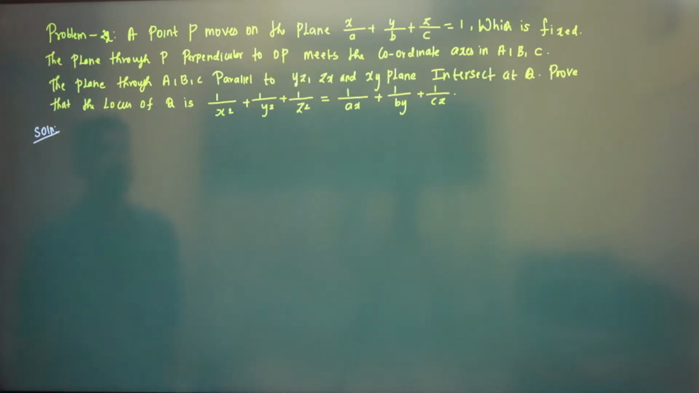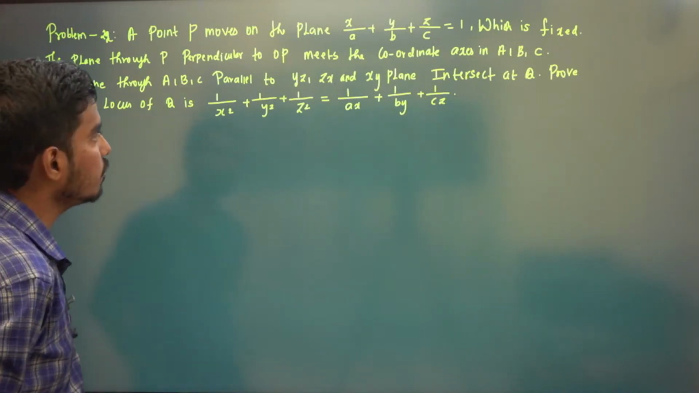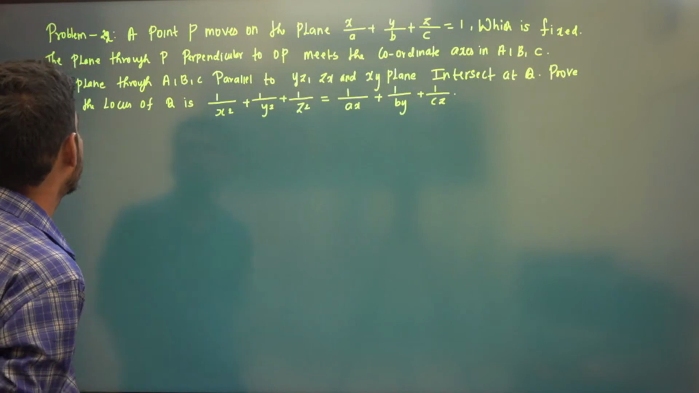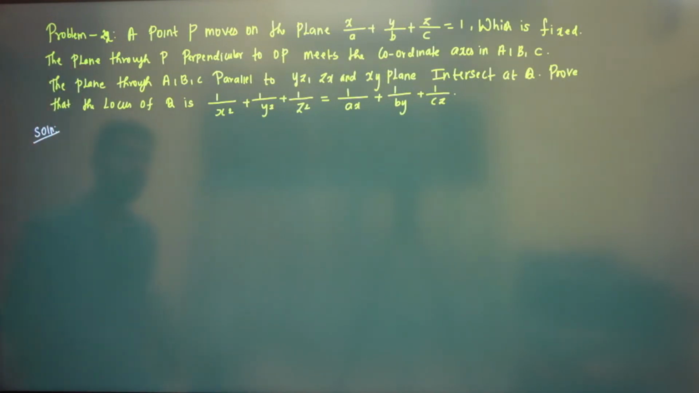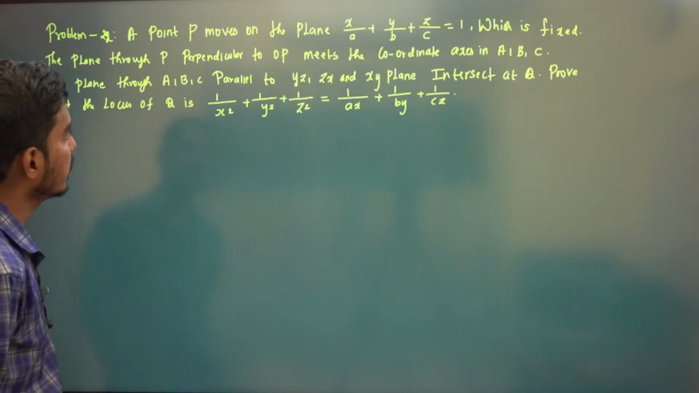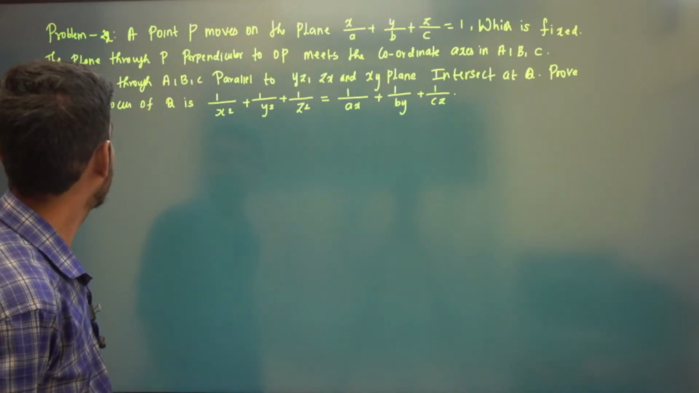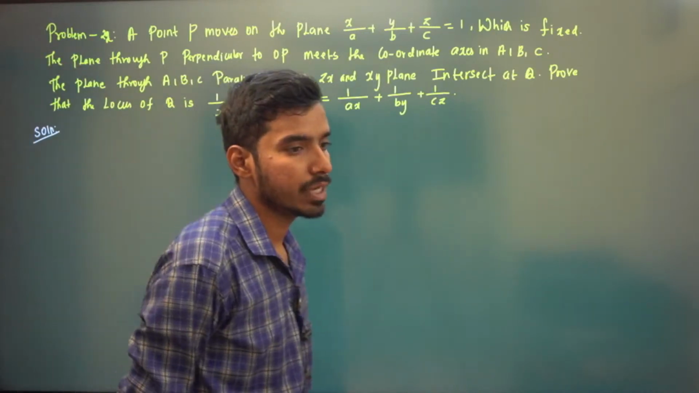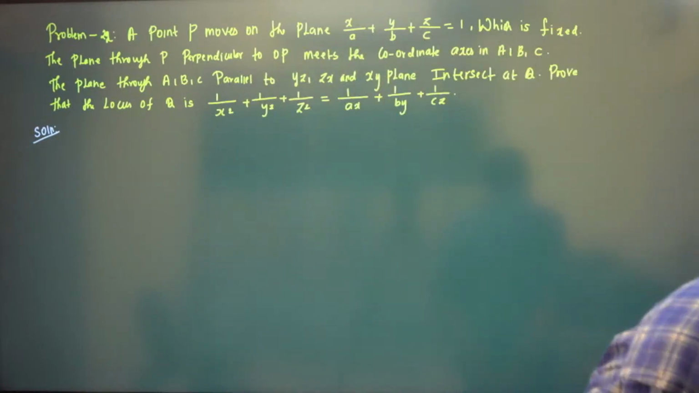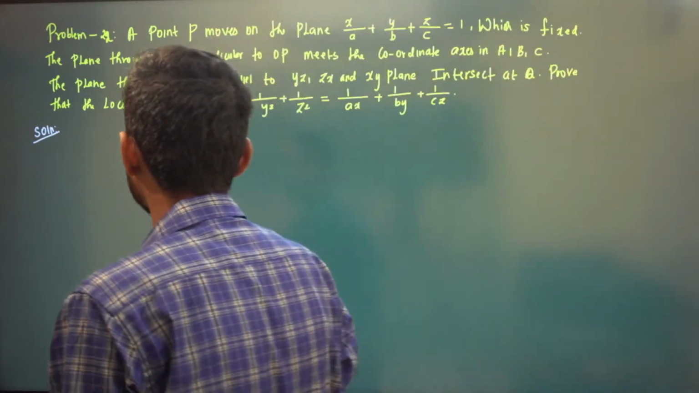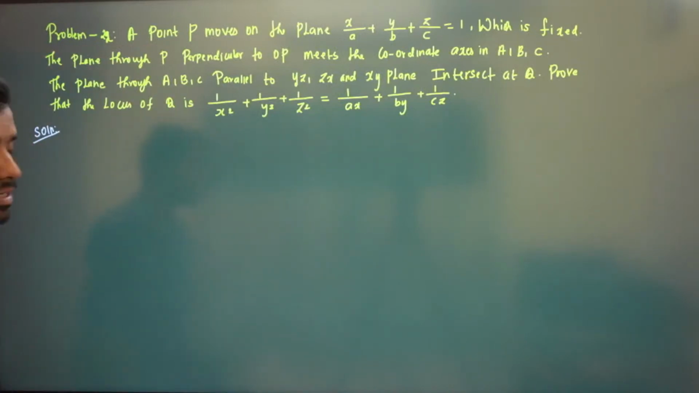The plane through P perpendicular to OP meets the coordinate axes in A, B, C respectively. The planes through A, B, C parallel to the yz, zx and xy planes intersect at Q. Prove that the locus of Q is 1 by x square plus 1 by y square plus 1 by z square is equal to 1 by ax plus 1 by by plus 1 by cz. This is a very important problem. First we'll understand this question and then we will solve it.